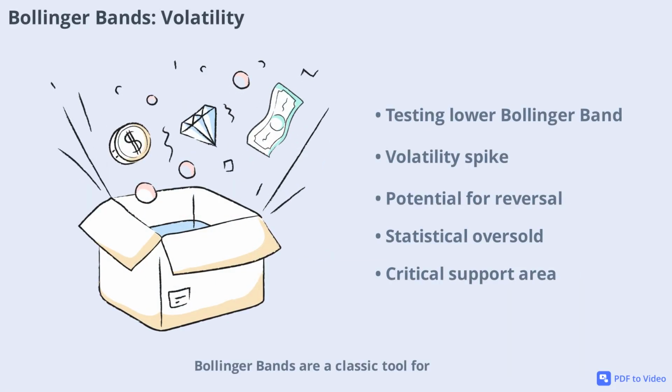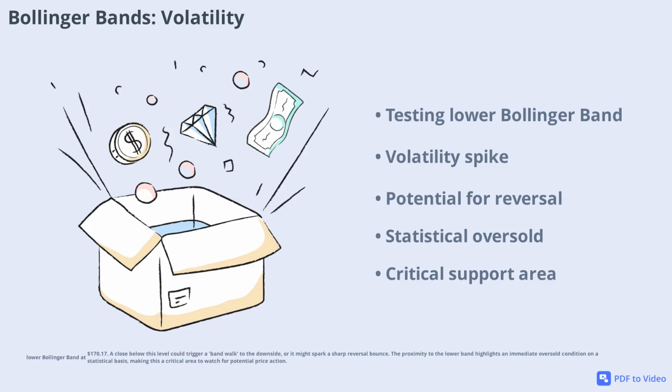Bollinger Bands are a classic tool for measuring volatility and identifying overbought or oversold conditions. QCOM is currently testing the lower Bollinger Band at $170.17. A close below this level could trigger a band walk to the downside, or it might spark a sharp reversal bounce. The proximity to the lower band highlights an immediate oversold condition on a statistical basis, making this a critical area to watch for potential price action.